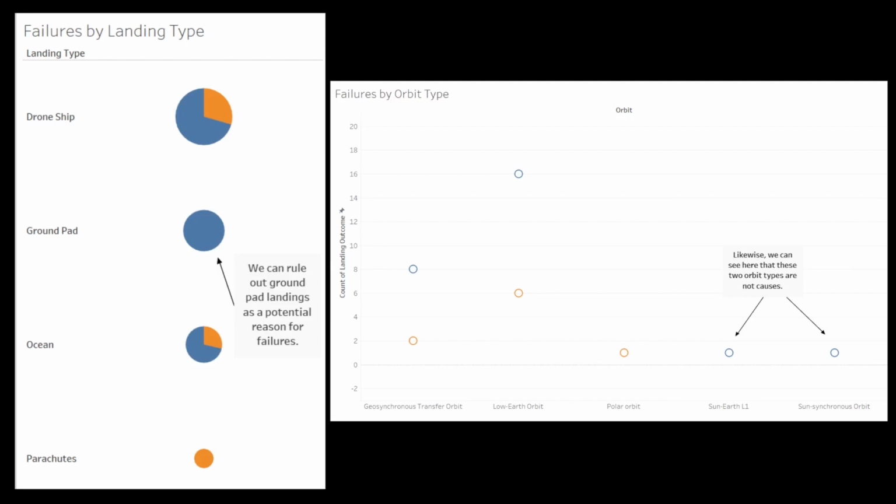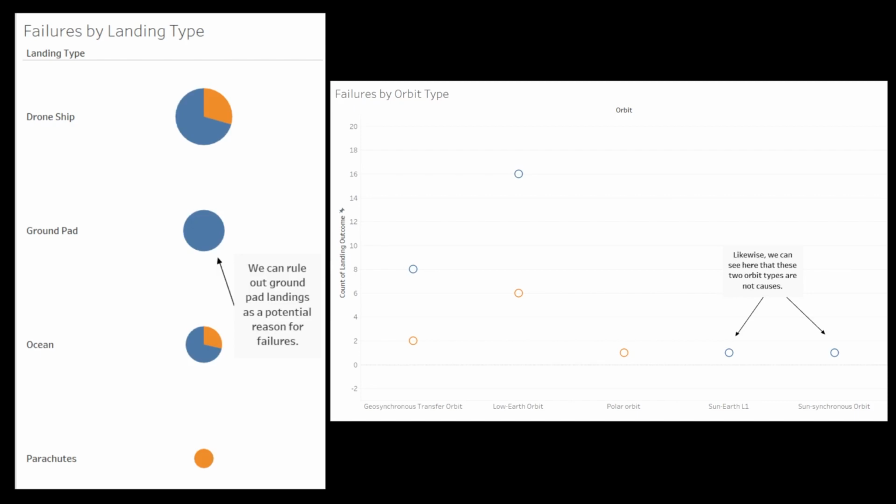The first thing I discovered was when I compared landing outcomes with landing type. Ground pad landings had a 0% failure rate, which made it clear that those landings were not a cause of failure. Drone ship and ocean landings were mixed, while the two parachute landings both failed. While they both failed, I would not call parachute usage a reason for failure. There is a much clearer reason, which I will explain later on.